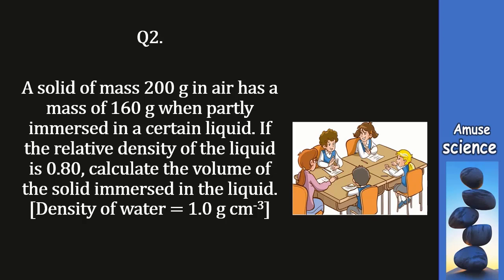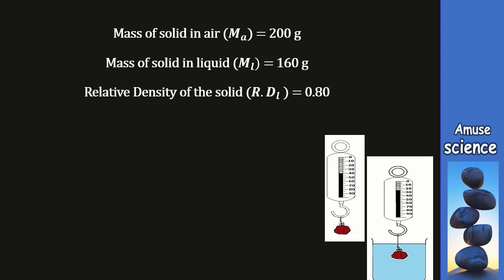First of all, we know that the mass of the object in air has been given as 200 grams, and the mass of the object in the liquid has been given as 160 grams. And we must expect that because from Archimedes' principle, when an object is immersed in a liquid, there will be a reduction in the weight. We have also been given the relative density of the liquid to be 0.80.